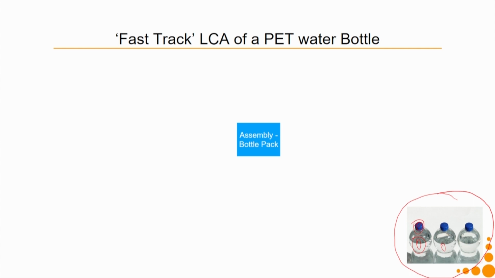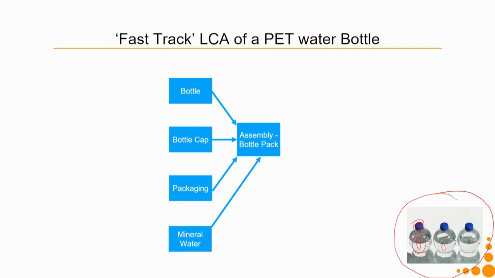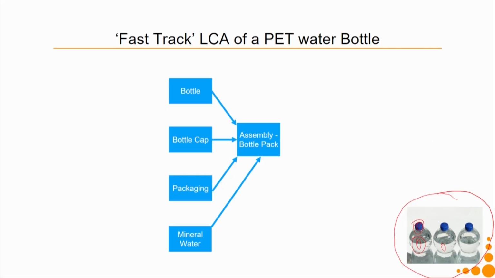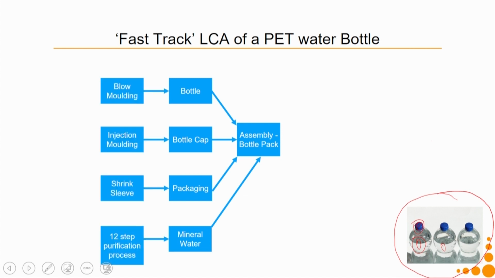So, if I want to do a fast track LCA of this water bottle, I start from my assembly, which is my bottle pack. In this bottle pack, what are the individual products? Usually, if it is not a very simple product, say for example a cup, most products are made up of several components. So, most products are an assembly of several components. This assembly, which is the bottle pack, consists of the bottle, the cap, the packaging and the mineral water inside it. Now, how is each of these manufactured?